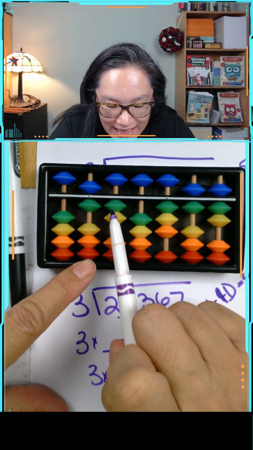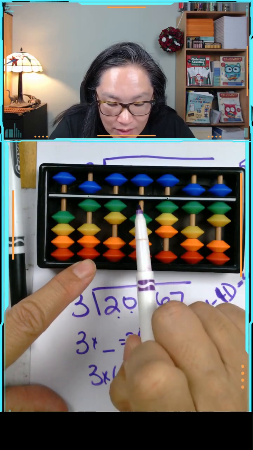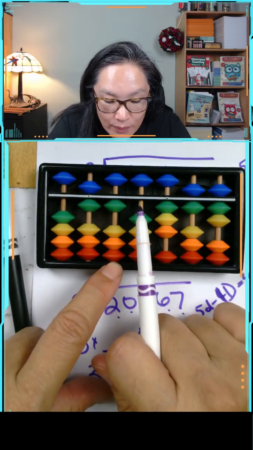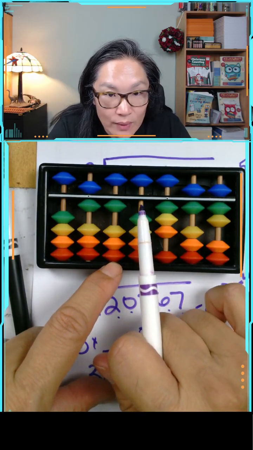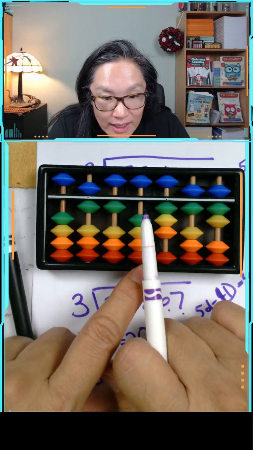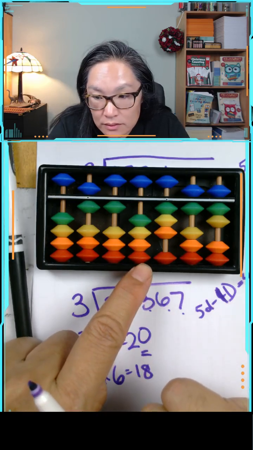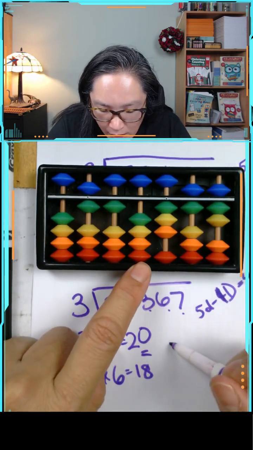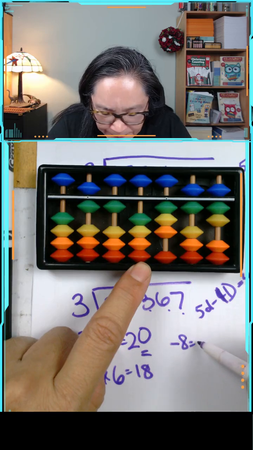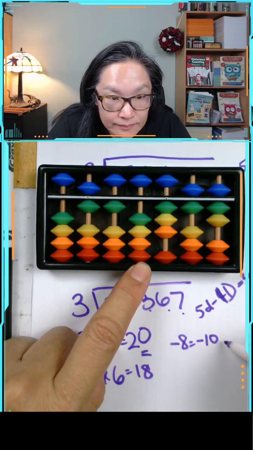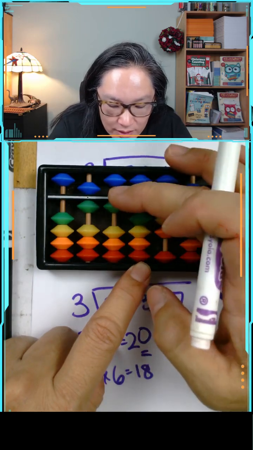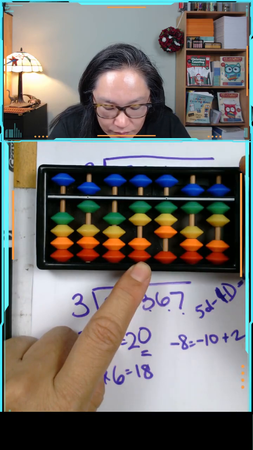I want to take away 18. Take away 1. Take away 8. Can you do it? You cannot take away the 8. What do you do? Minus the 8 is equal to minus the 10 plus the 2. See, you still need to know your multiplication. You still need to know your math facts. Yes, take away the 10 plus the 2.